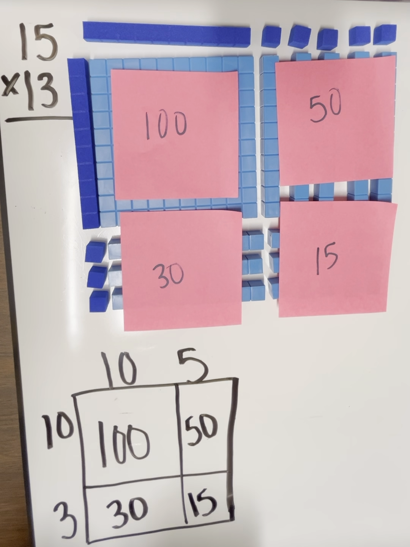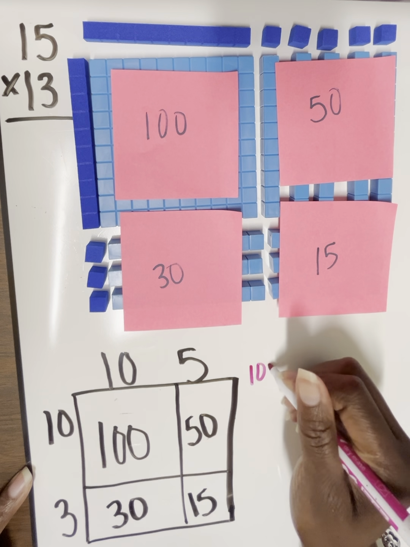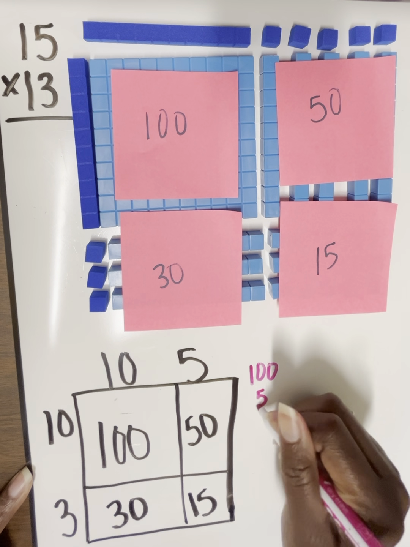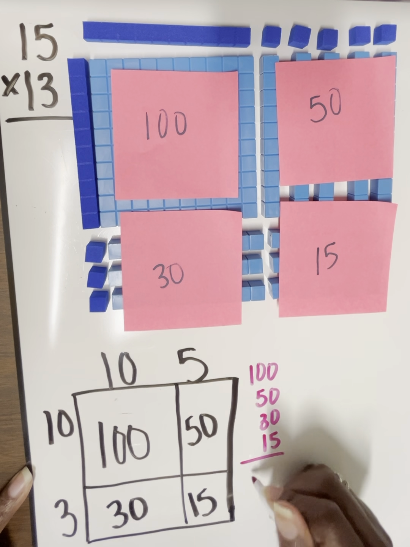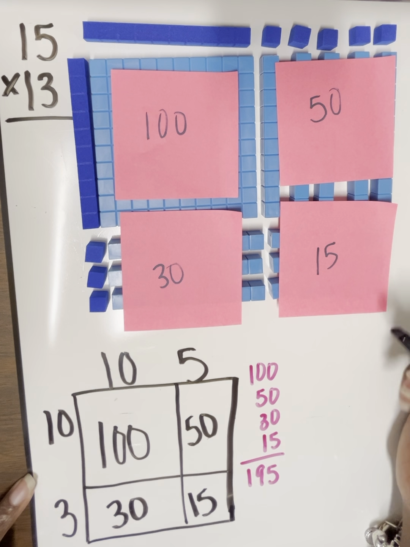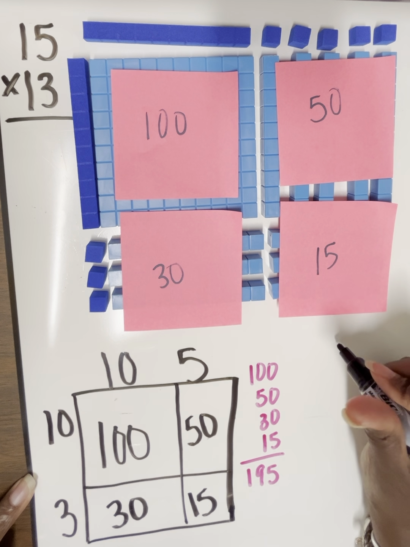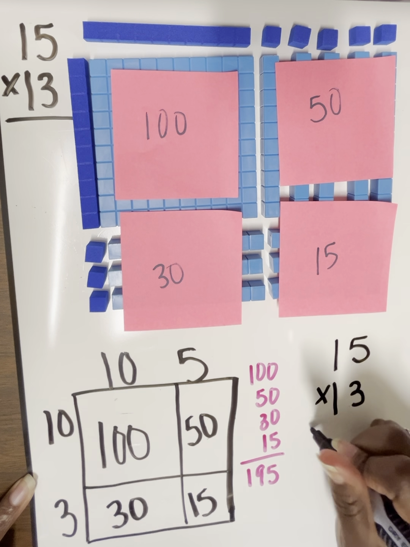So when I go through and add these products together, 100 plus 50 plus 30 plus 15 equals 195. So let's take a look at the abstract, but let's do it with meaning, not the traditional way where we put the 0 and move it over, put the 0 as a placeholder. So we have 15 times 13, okay?